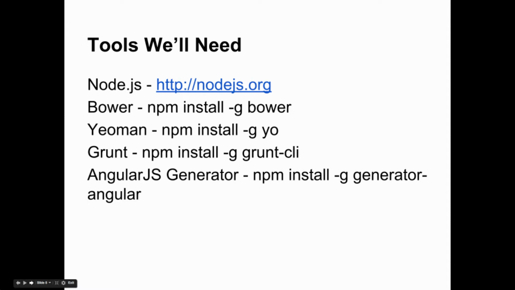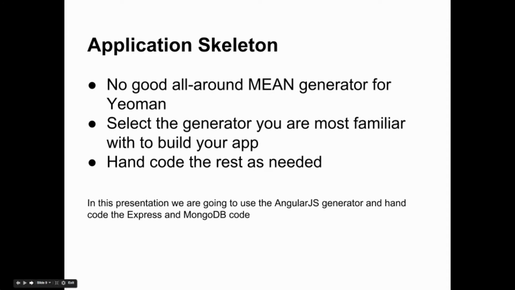So we'll use Grunt to do some build tasks, and then we'll use the AngularJS generator, which is generator-angular. Okay. And then, like I said, there's no good all-around MEAN generator for Yeoman. So select the generator you're most familiar with, or that you're going to use for the bulk of your project, and use it. And then hand code the rest as needed. And like I said, we're using the AngularJS generator.